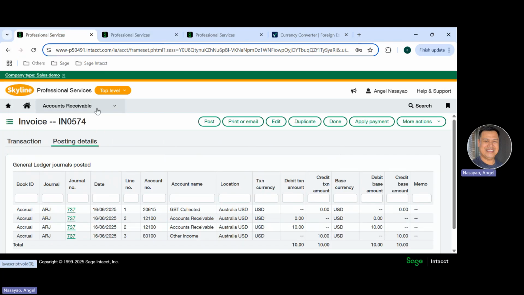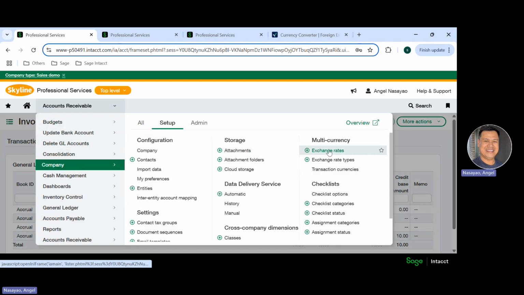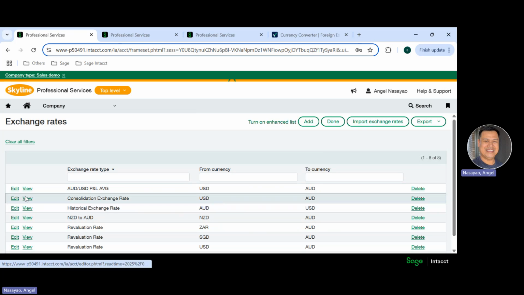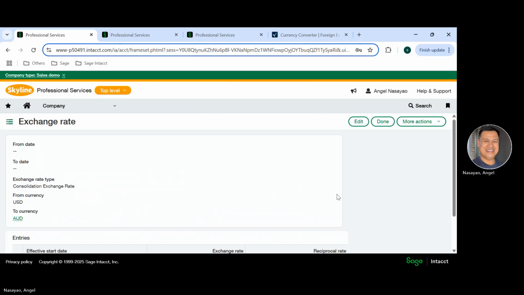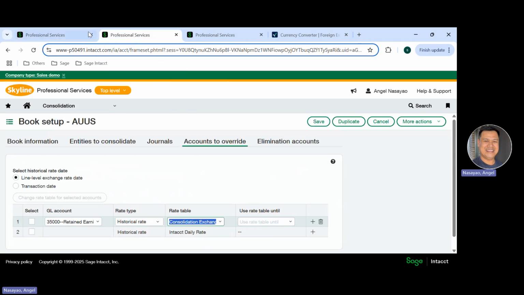So if I go to company exchange rate types and consolidation exchange rate USD AUD, what I mentioned in here is that from the 1st of May 2025, it's just 1:1 from USD to AUD. Okay, let's proceed with the consolidation.